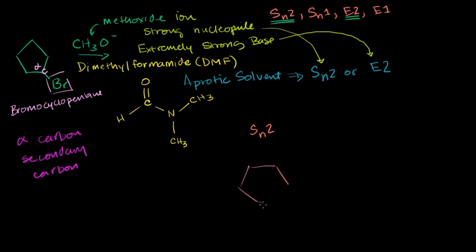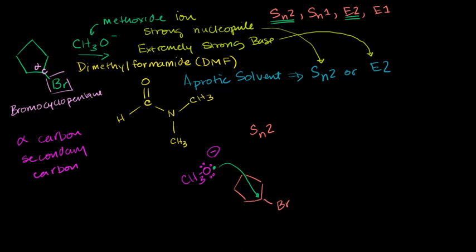Let me draw the cyclopentane part. I want to make sure I draw it the same way I had it drawn up there, so the pentagon is facing upwards. And then we have our bromo group right there. We have our methoxide ion right over here, CH3O minus. Or another way we could view it is that this oxygen has 1, 2, 3, 4, 5, 6, 7 valence electrons with a negative charge. One of these electrons can attack the substrate, that carbon.